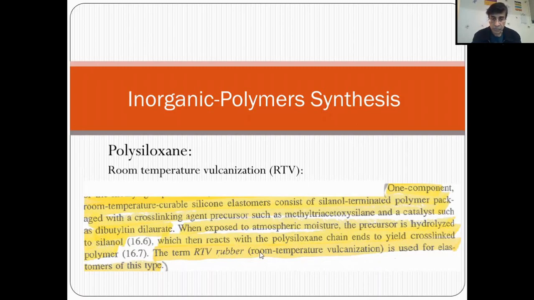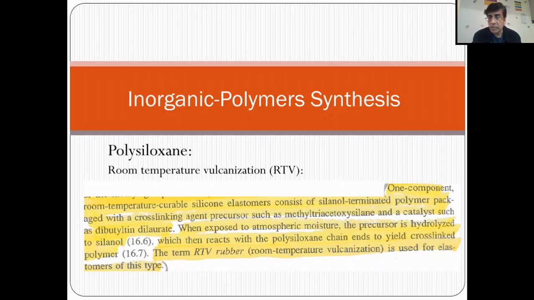And what material do we use here for cross-linking? Cross-linking agent precursor, we use methyl triacetoxysilane. So silane has 4 valencies, right? So on one side we have a methyl group, and on the other three sides we have triacetoxy groups. So what is this going to do? Look here, after the reaction the triacetoxy groups will be hydrolyzed and give you 3 OH groups, and these 3 OH groups will start doing the cross linking.